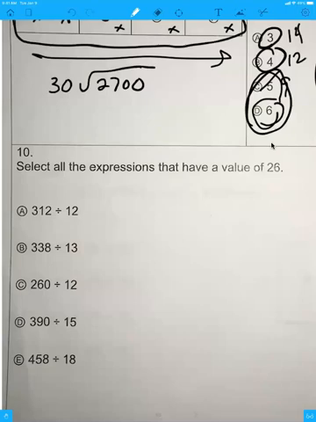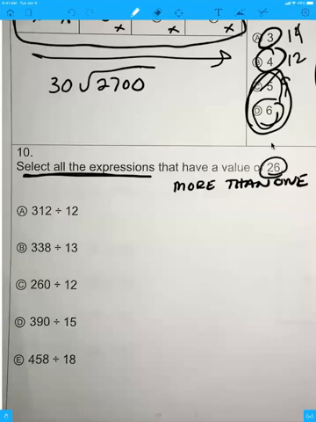Okay, I've said this a bunch of times. When it says select all expressions, that means there's more than 1. Now, there's lots of different ways. You can do 12 into 312. You can do 13 into 338. You can divide those out. You can do them any way you want. But remember, we talk about those fact families and multiplying, right? So I think it's easier if I have the answer, I know the answer is 26 to all of these, right?